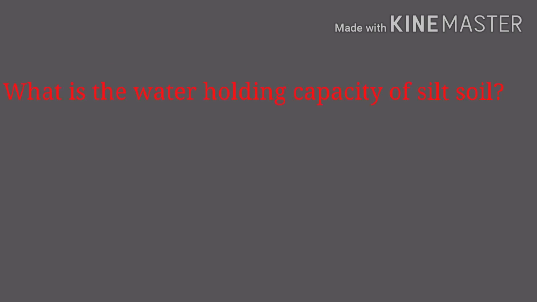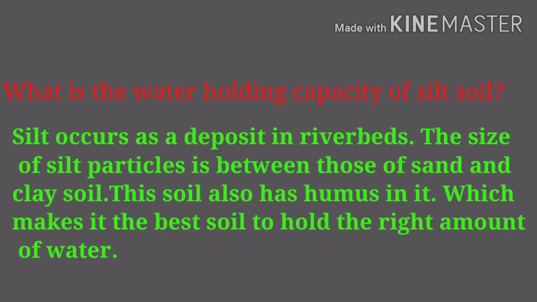What is the water holding capacity of silt soil? Silt occurs as a deposit in river beds. The size of silt particles is between those of sand and clay. This soil also has humus in it, which makes it the best soil to hold the right amount of water.